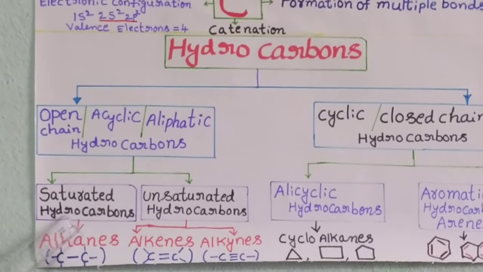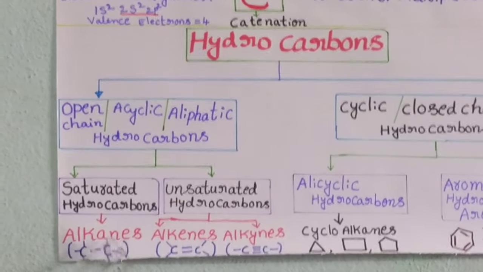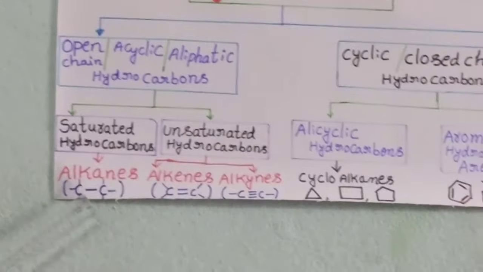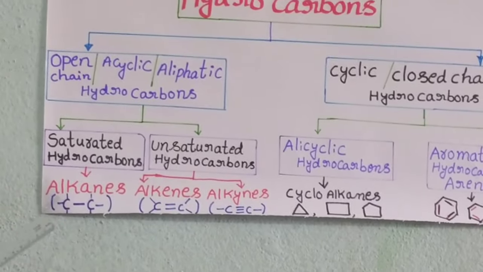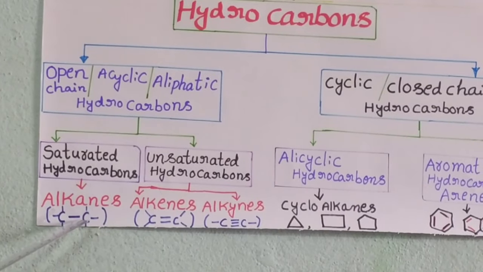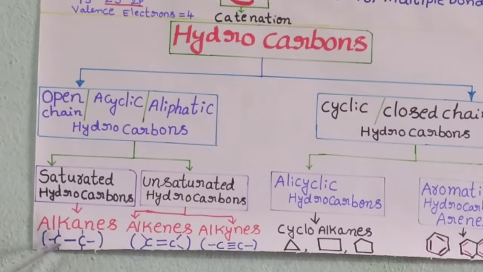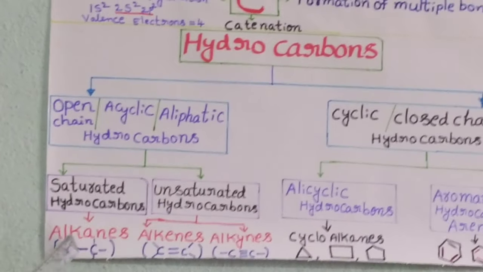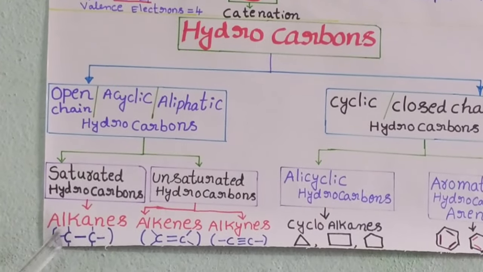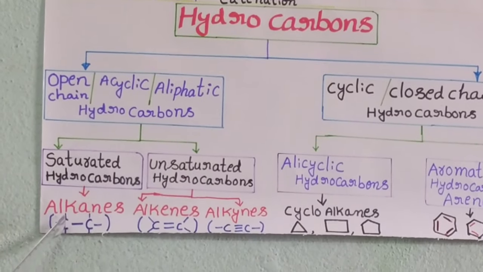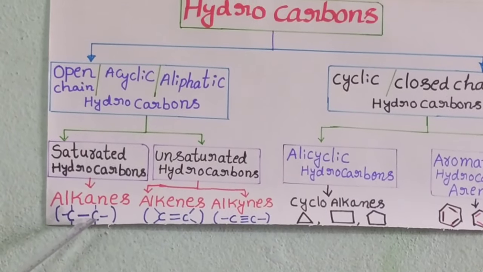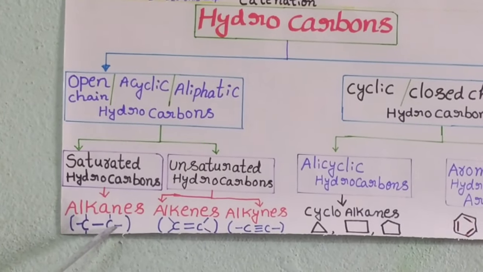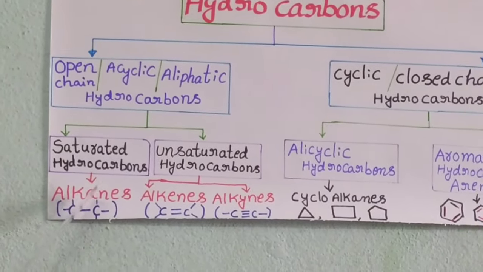Examples for saturated hydrocarbons are alkanes. What is meant by alkanes? The hydrocarbons which contain only single covalent bonds between the carbon atoms are called alkanes. Once again, I am repeating here: the hydrocarbons which contain only single covalent bonds between the carbon atoms are called alkanes.